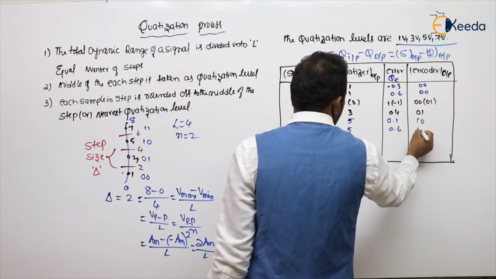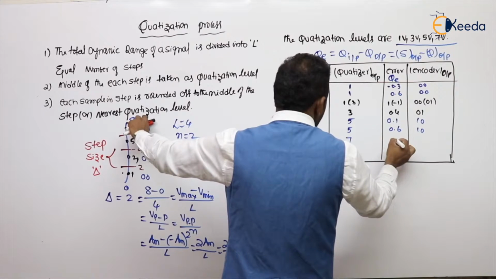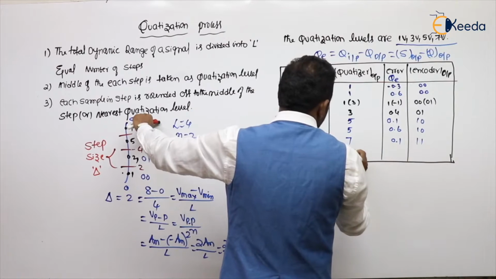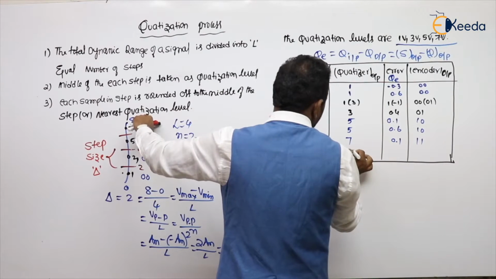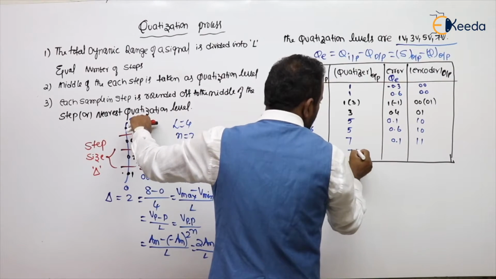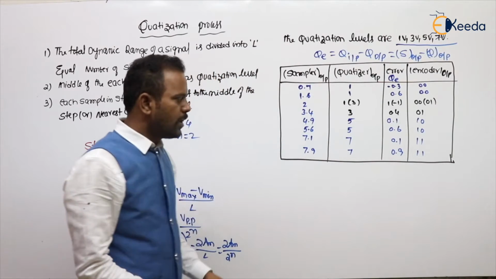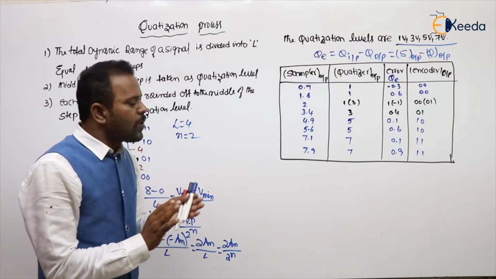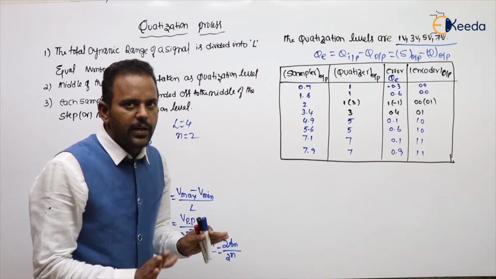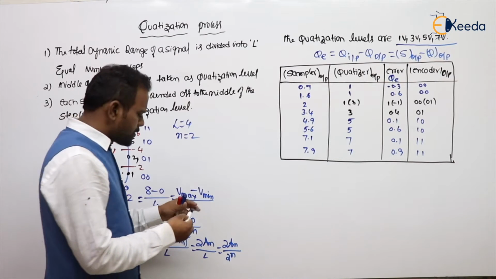Error is 0.6, then encoder output 10. 7.1 is in the last step, so rounding off to 7, the error is 0.1. Encoder output is 11. 7.9, obviously not 8, students. 8 is not a quantization level. It is 7, so the error will be 0.9, encoder output 11. We are rounding off to the nearest quantization level, not to the nearest integer. Try to understand. Clear?